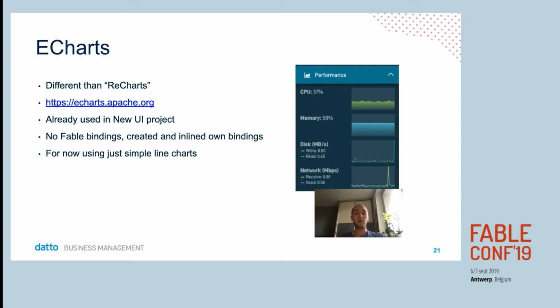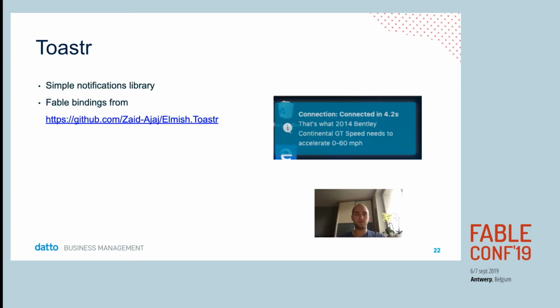And because it came with no Fable bindings, we had to create and inline again our own bindings. And because currently we're just using simple line charts, I just took the minimal functions necessary to create a line chart with eCharts. And finally, Toaster for popping up the notifications, for example, the one that you saw when the connection was established. And there are Fable bindings already there, so it was pretty handy to use in the project. We also use the Toaster to display errors that could occur during the connection.